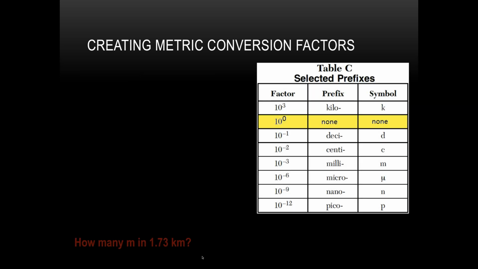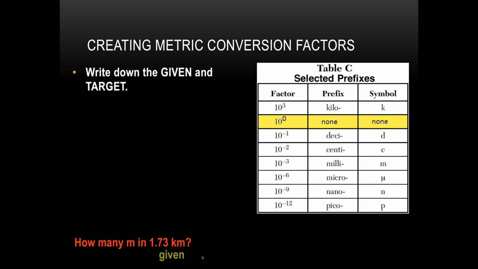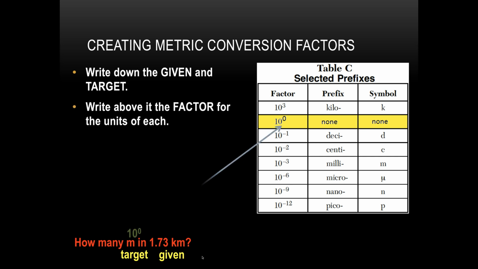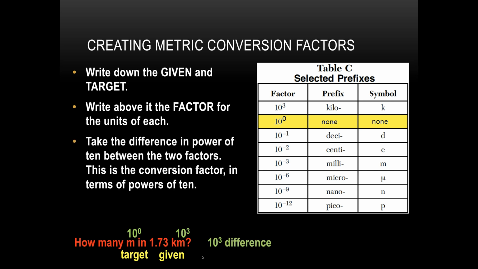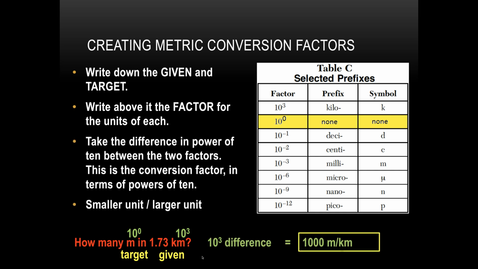So how about how many meters in 1.73 kilometers? Well, again, the given and the target. Meters has no prefix, so it's 10 to the 0th. Kilo is 10 to the 3rd. There's 3 powers of 10 difference. That's 1,000. And the smaller unit meter over the larger unit kilometer. So you can see every single time you create a metric conversion factor, you do it exactly the same way.